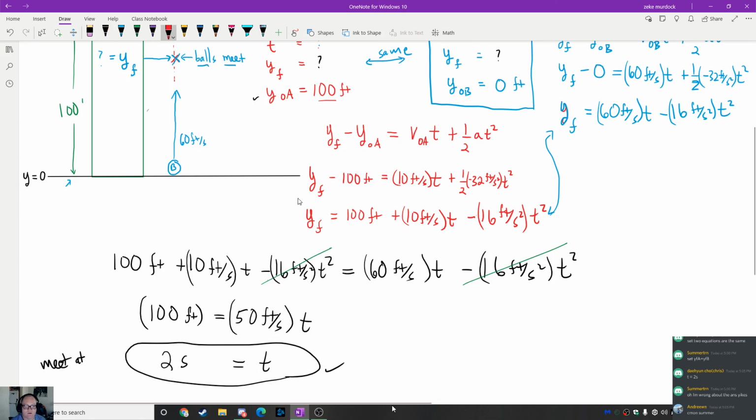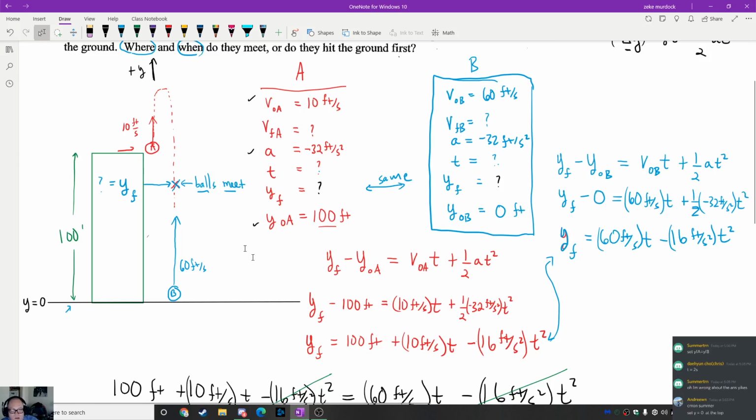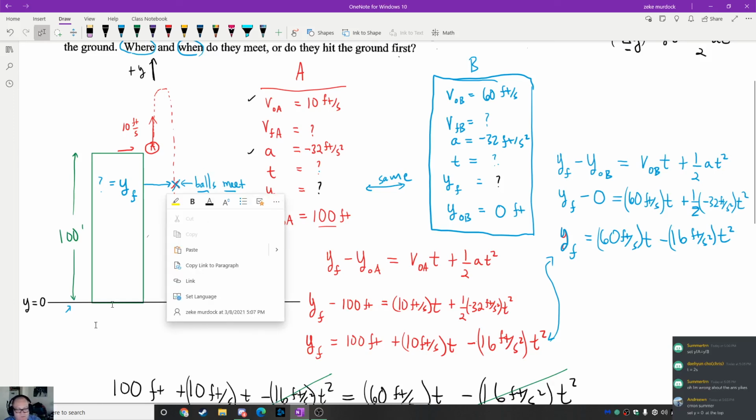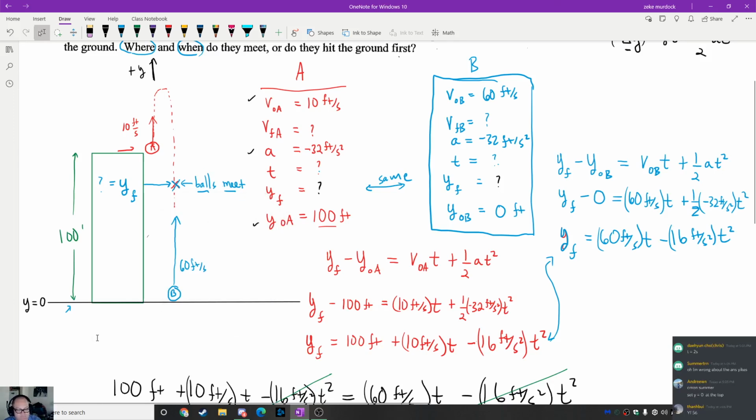What would have happened? Let's go back to our picture and let's think about this. So that, Andrew, that would not have changed it. Y equal to 0 at the top would not change it. You get the same answer no matter what. The ball A was thrown at 10 feet per second, right? And ball B was thrown at 60 feet per second.